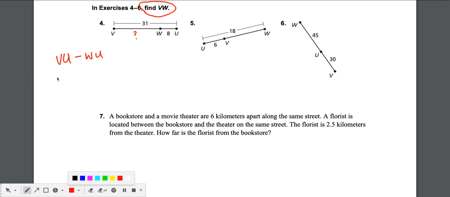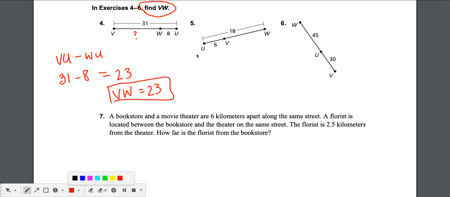Okay, so I'm taking 31 minus 8. Really not too bad, right? So 31 minus 8, and I should get 23. All right. So the way I would write my answer is I would say that VW, not with a little line above it, because technically what I'm saying is the distance from V to W is 23. And that would be my final answer on that one. Just a subtraction type problem.